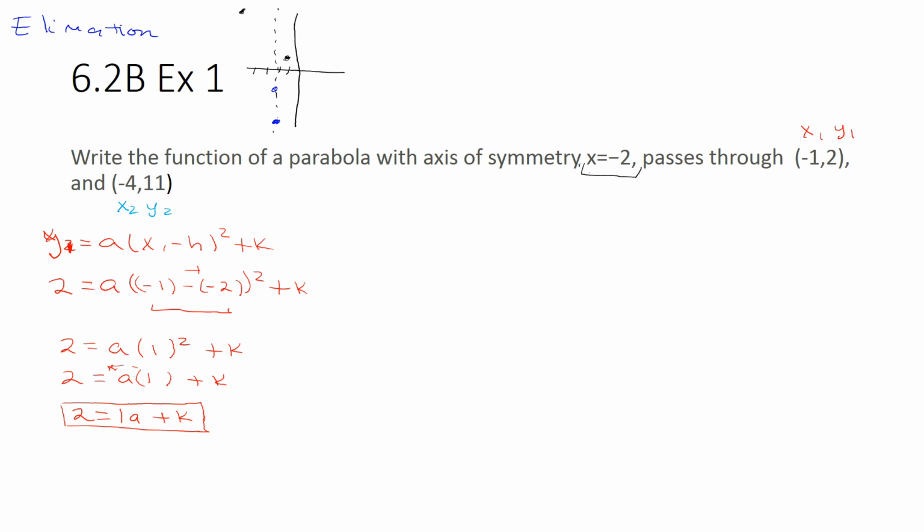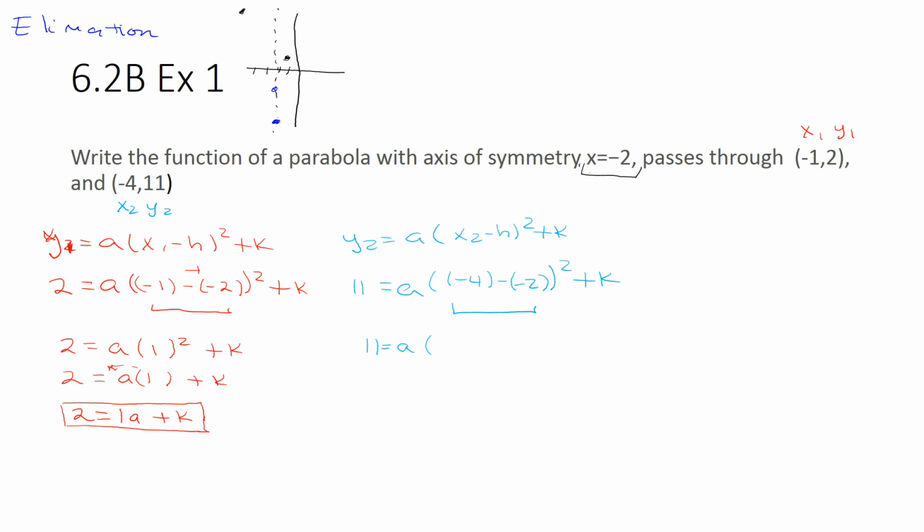Our second equation comes from our second points, okay, where we have y2 is equal to a times x2 minus h squared plus k. Fill in your values. Y2 is 11. We don't know a. X2 is -4 minus h, which is -2. Quantity squared plus k. Again, we're just going to simplify this in here.